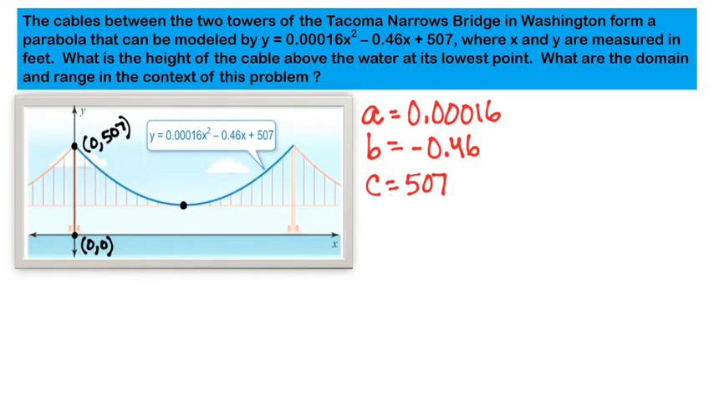Now the question is asking us to find how far the bridge is above the water at its lowest point. Well, if we look at the parabola, there's its minimum value right there. That's where it's as close to the water as it's ever going to get. That point is also the vertex. So if we can find the vertex of our equation, we will know when the bridge is closest to the water. So in order to find the vertex, we need to start out by using the equation x equals negative b over 2a.